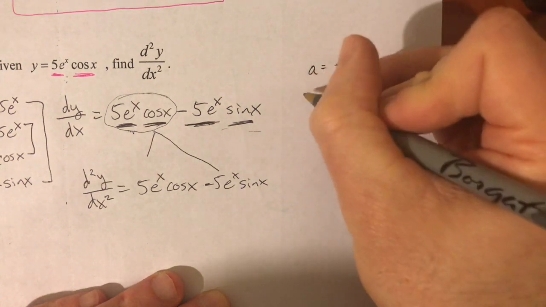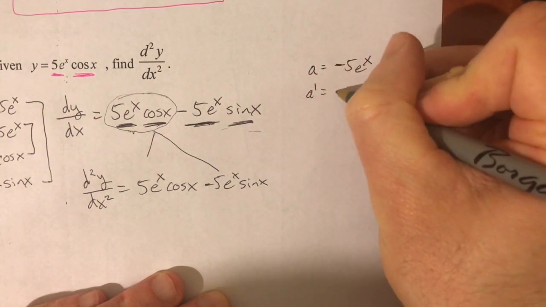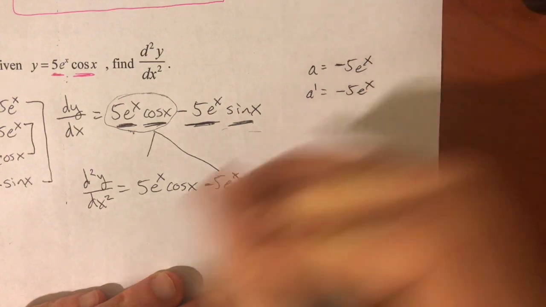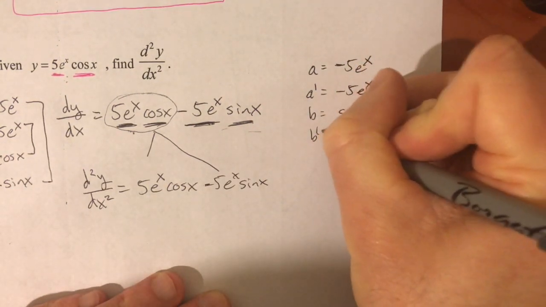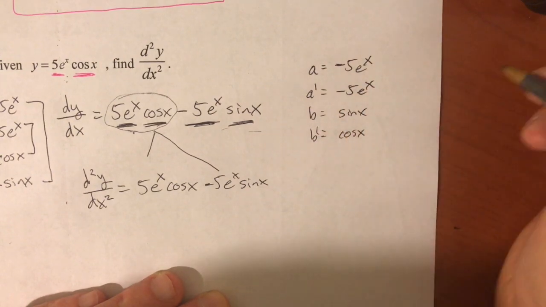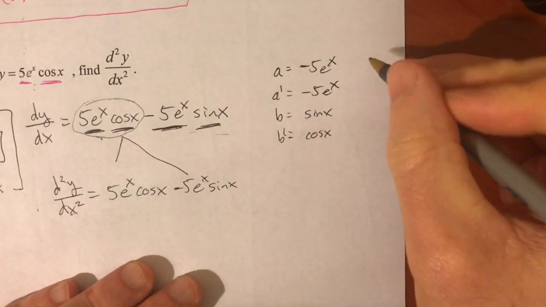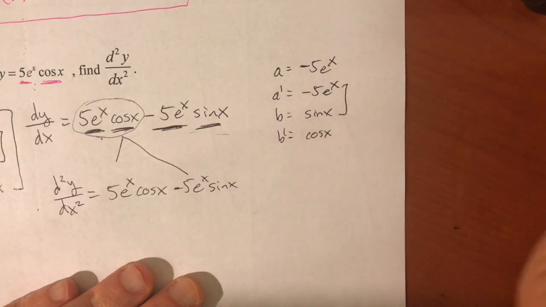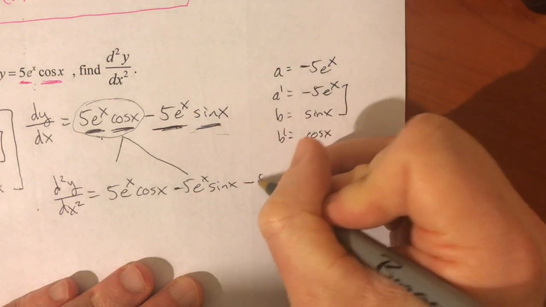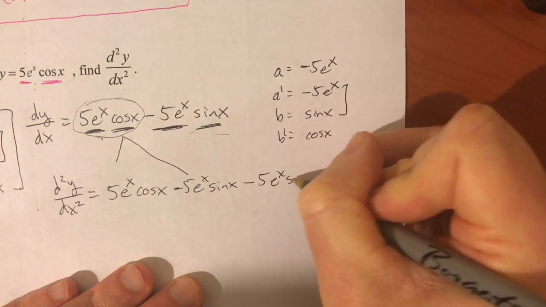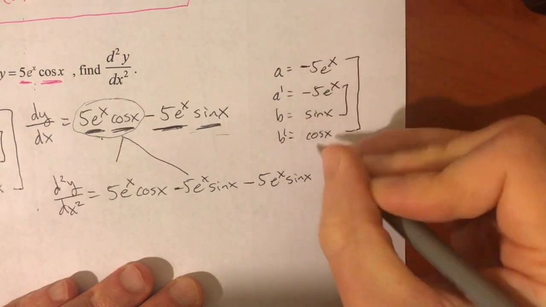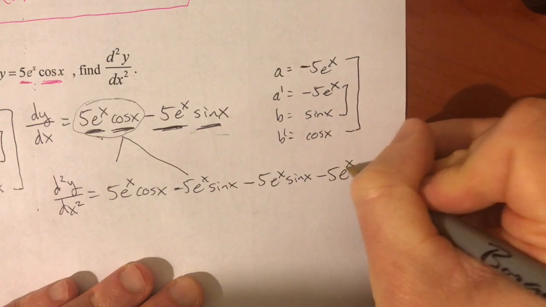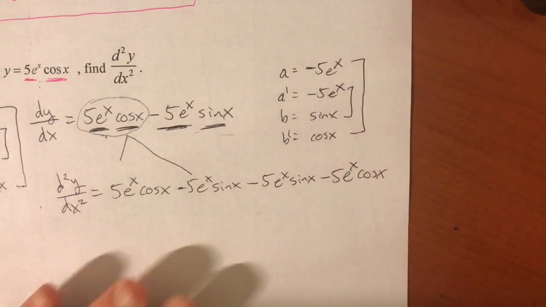So a is negative 5 e to the x. A prime is negative 5 e to the x. Got to love that e to the x rule. B is sine of x. B prime is cosine of x, right? Positive cosine. And so your derivative of that's going to be the product of the inners, which will give you negative 5 e to the x sine of x, plus the product of the outers, and that will be plus a negative, so minus 5 e to the x cosine of x.